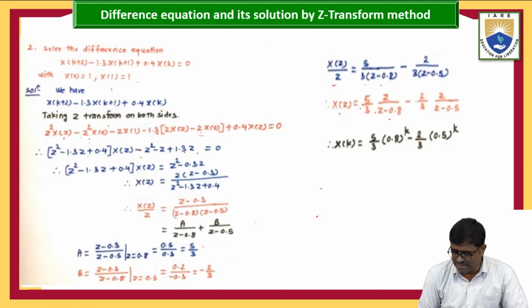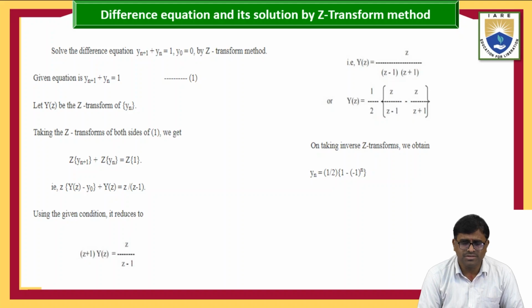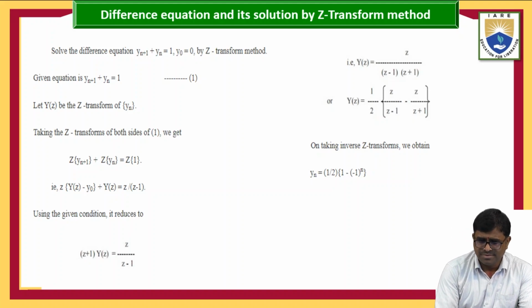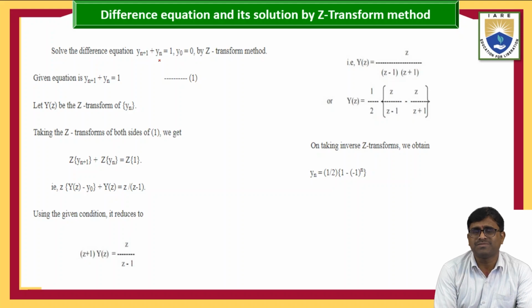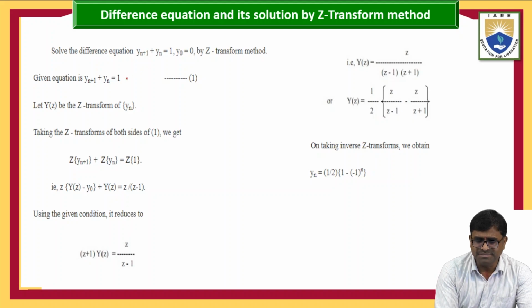One more method. Now I am going to one more problem. Here the given equation is y of n minus 1 plus y of n plus 1 equal to 1, to be solved by the z transform method, with y of 0 equal to 0. First of all, this is the given equation. For this given equation, I am taking the z transform on both sides. So the z transform of y of n minus 1, plus the z transform of y of n, equal to the z transform of 1.